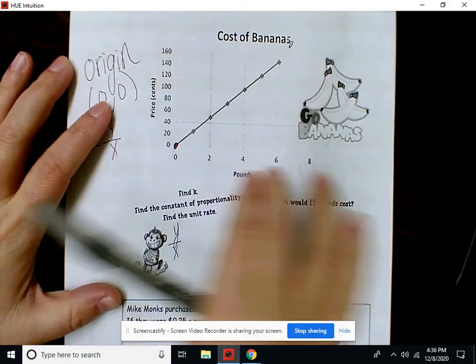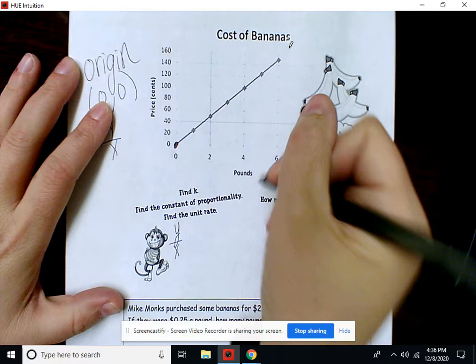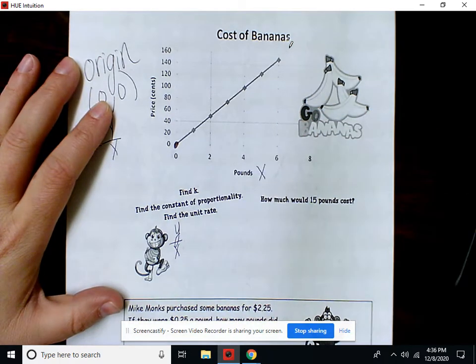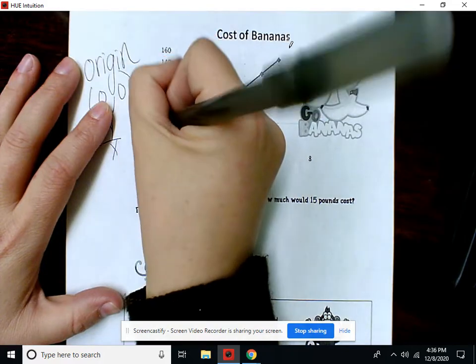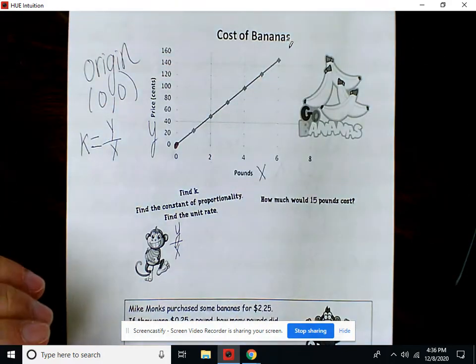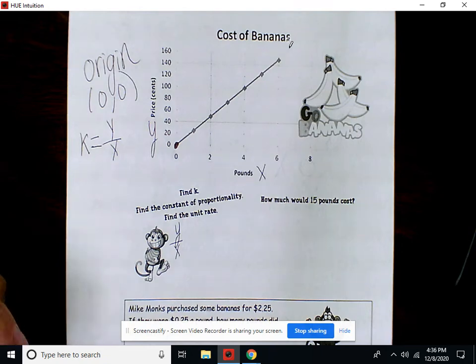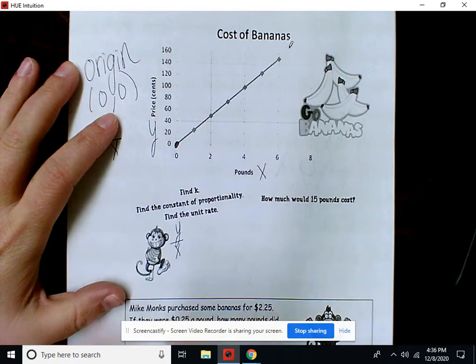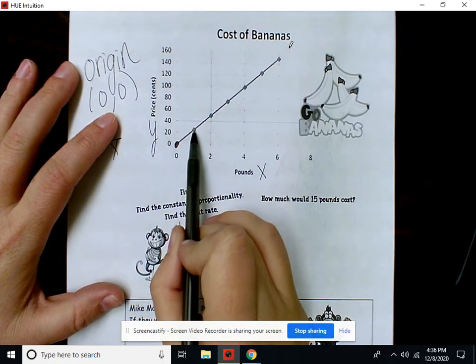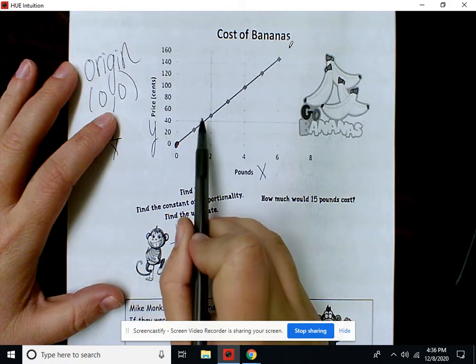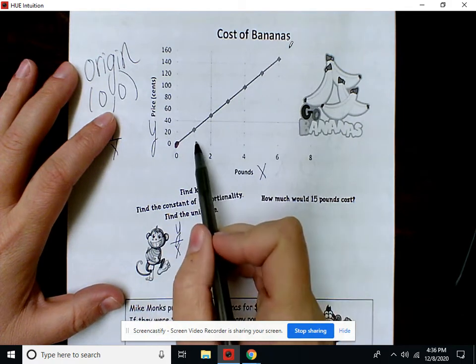Okay, the bottom line is our x-axis. So pounds is going to be x, and then our price is going to be our y. That's our horizontal axis. It goes up and down. What we're going to do is we're going to see where does it cross. So we're going to start at each dot, and we're going to draw a line up and then draw it over. Okay.